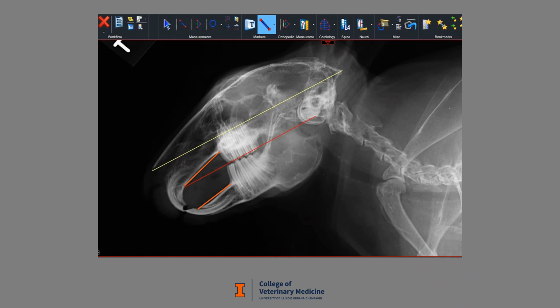Although there is some variability in rabbit breeds, lines applied to the ventral maxillary interdental space and the dorsal mandibular interdental space should narrow rostrally. These lines can be used to track changes over time in individual rabbits. However, if these lines are parallel, pathological tooth elongation is present.